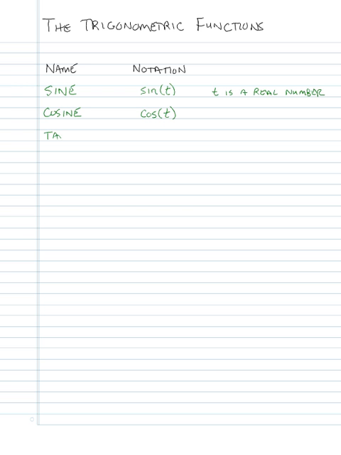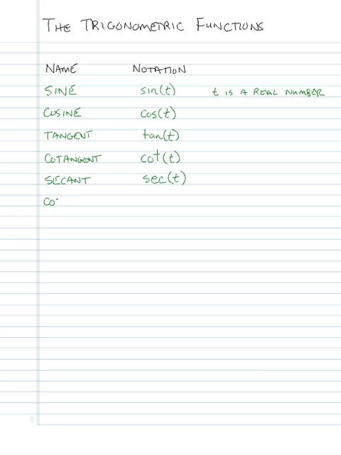Another one is the tangent function, and we indicate the tangent function with tan. So we find the tangent of some real number t. And we have the cotangent function. We recognize cotangent with the letters COT, cotangent of some value t. And then we have the secant function, and to indicate the secant function, we use SEC, the secant of t.